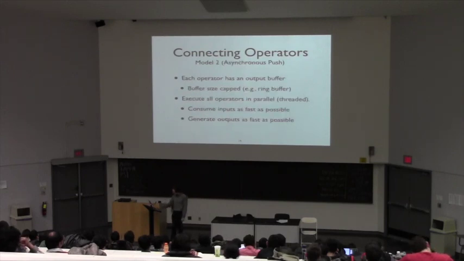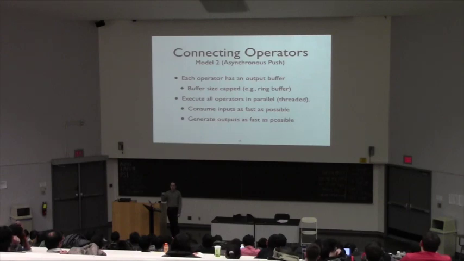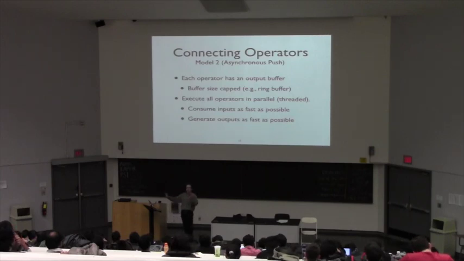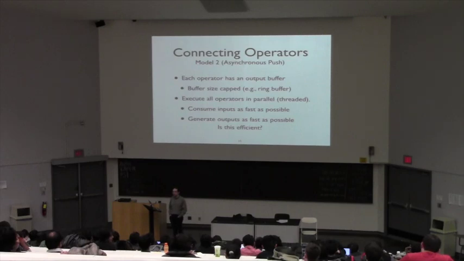to disk. So one slightly simpler approach to this is to parallelize it, to keep the buffers in between the various operators, but then cap the sizes of these buffers and have all of them operating in parallel. Have one thread consuming inputs from the buffers as they get produced and producing outputs into its own buffer. Now, what about this? Is this efficient? What might be a benefit or what might be a drawback of using this approach?